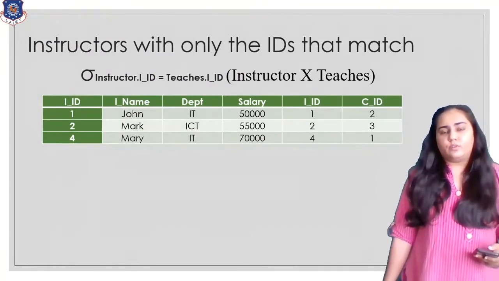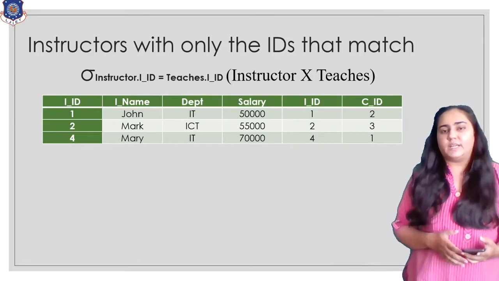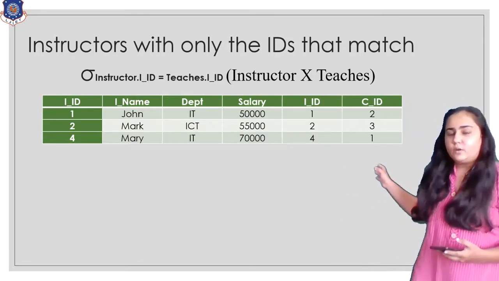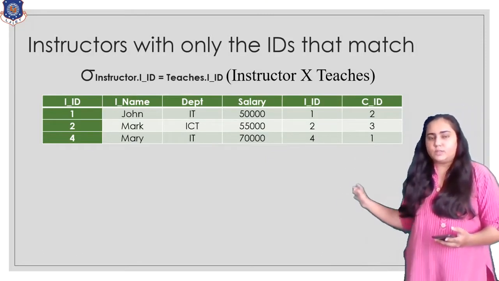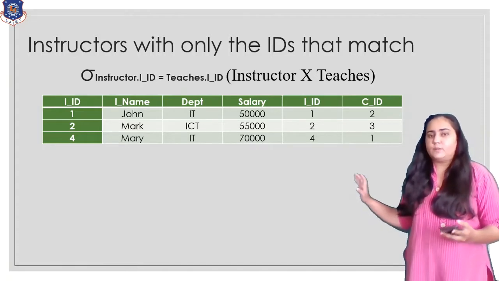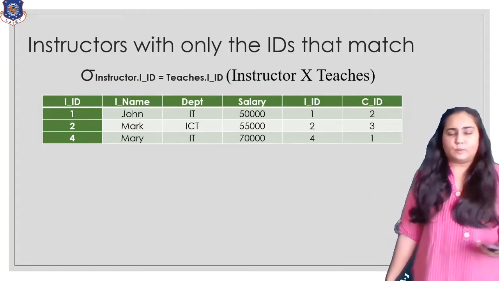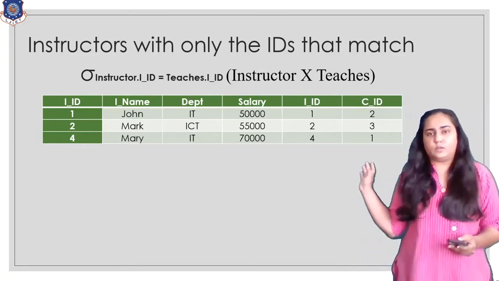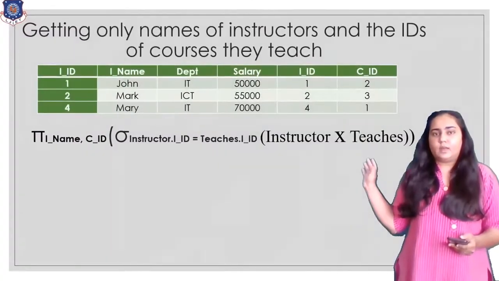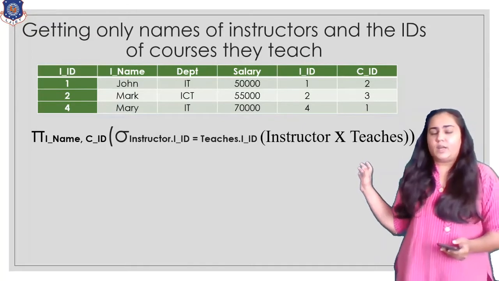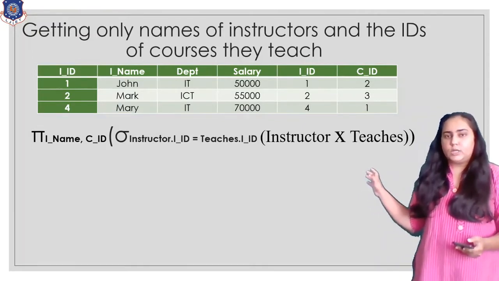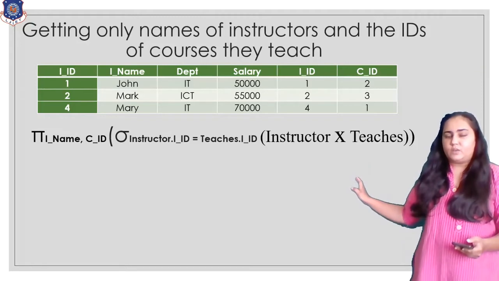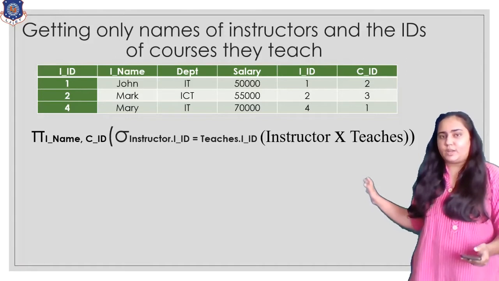So if I remove instructors with only the IDs that match, then there are only three instructors, 1, 2, and 4, which will be left because those are the only ones matching, and also because the teachers table contained only 3 rows. So this is what you will end up getting. And now if you want to get from here only names of instructors and the IDs of the courses they teach, then this is how you will be writing your query. So first of all, you have done instructor cross teaches in one bracket.